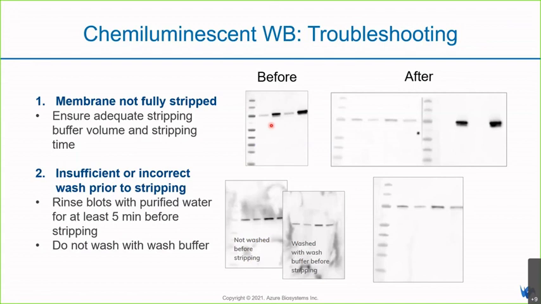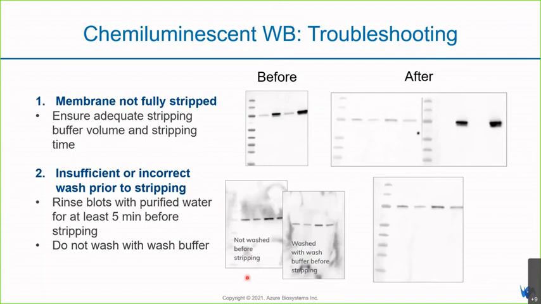That means that your membrane is not fully stripped. What you should do is ensure that you have enough stripping buffer volume and also stripping time. Thus, you will get two distinct, proper chemi images of your Westerns, detecting individual proteins. These are the two images.